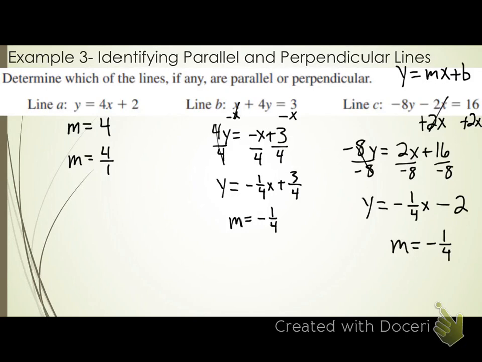So, let's talk about parallel first. Do any of my lines have the same slope here? Yeah. Which ones? B and C. So what can I say about lines B and C? They're parallel. Lines B and C are parallel.